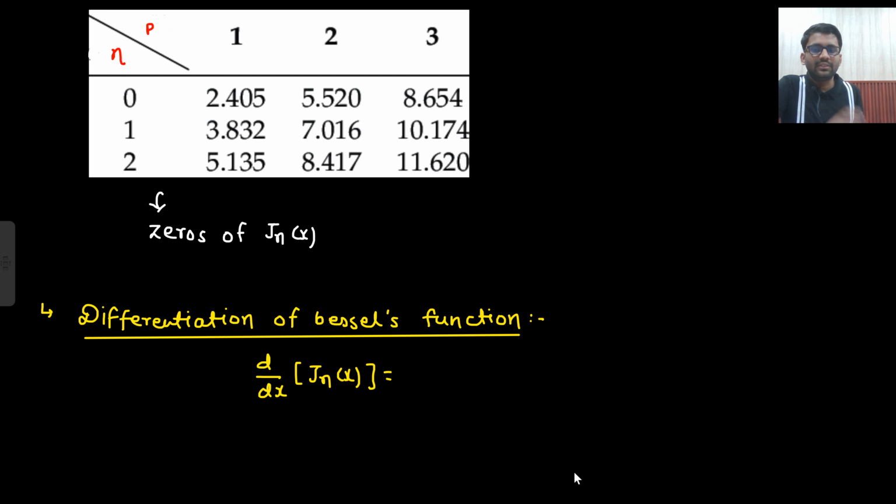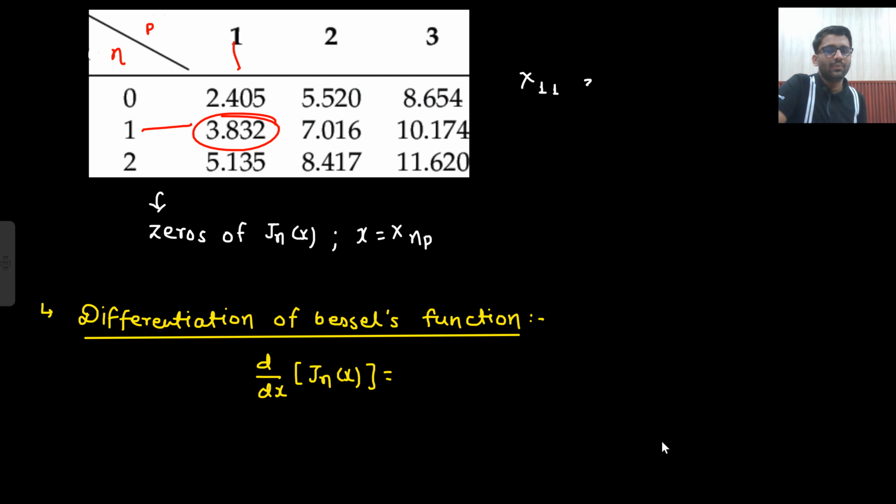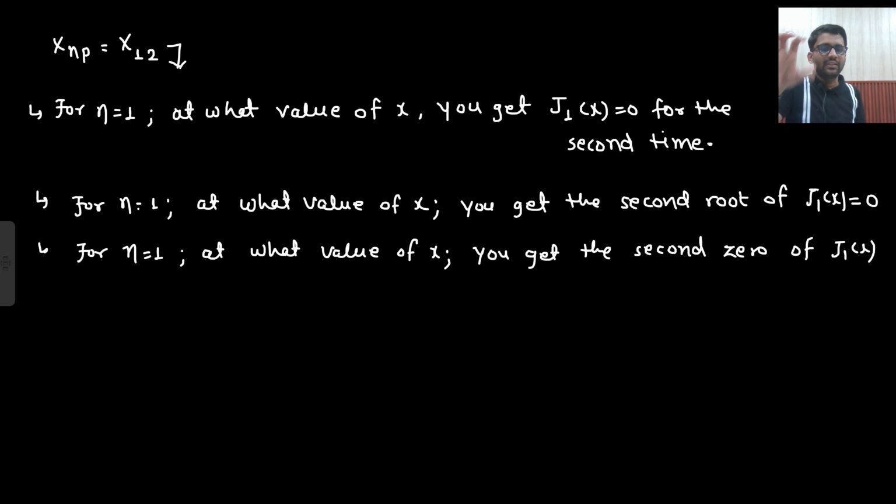Here, what will happen? What is this table? This table is zeros of J_n(x), or the table of x equals x_np. That means from here, what people usually do is put the value of n equals 1 and the value of p equals 1. So what is the value of x_11? n equals 1 and p equals 1, so this value is 3.832. So this is very easy. But if they write it down in language, then it would be difficult. Only those people who have studied Bessel function thoroughly will be able to answer, right?